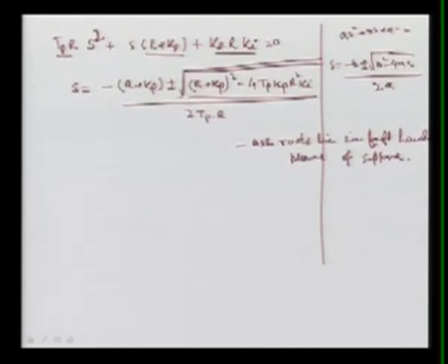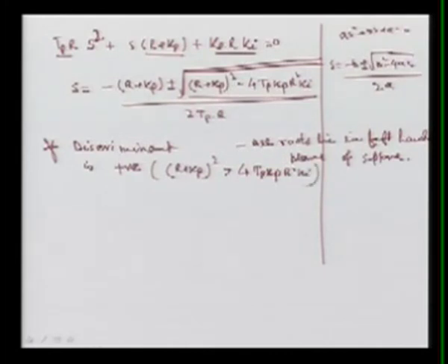If the discriminant is positive, in that case R plus Kp square will be greater than 4 Tp Kp R square into Ki. So this is positive, and this will show that we are getting the non-oscillatory damped response.